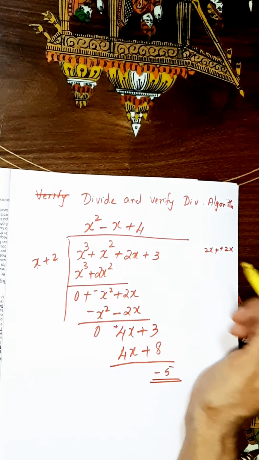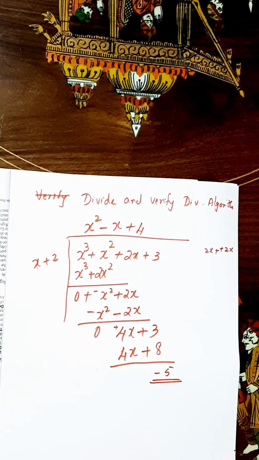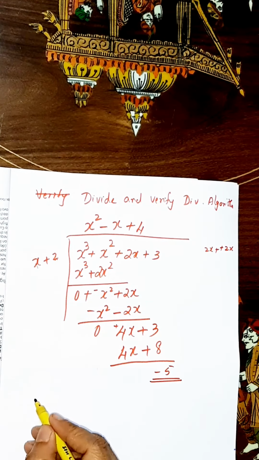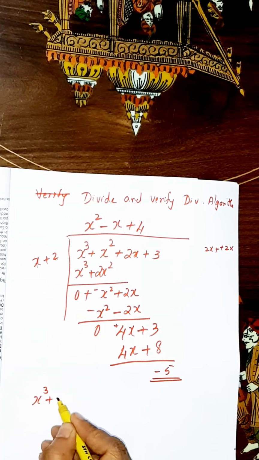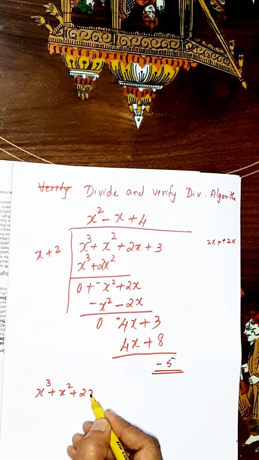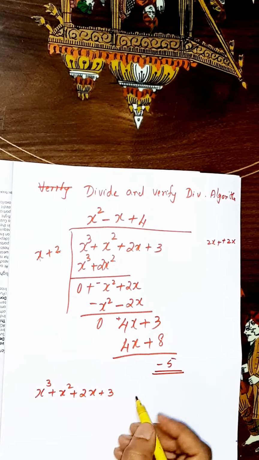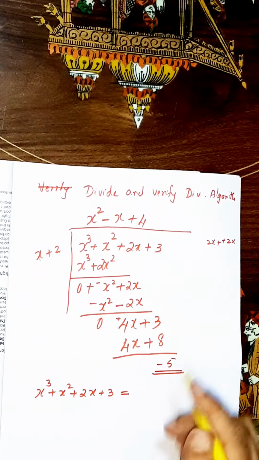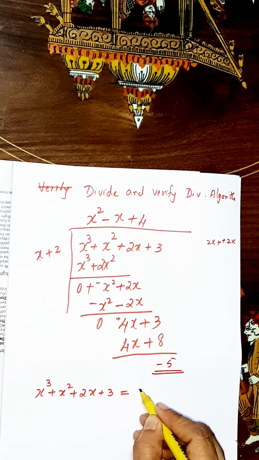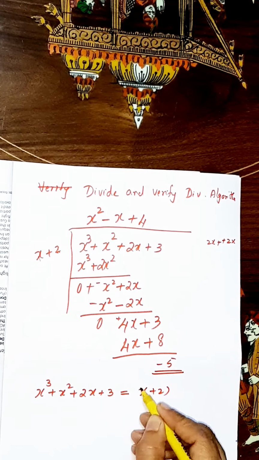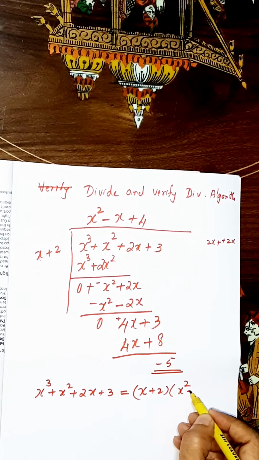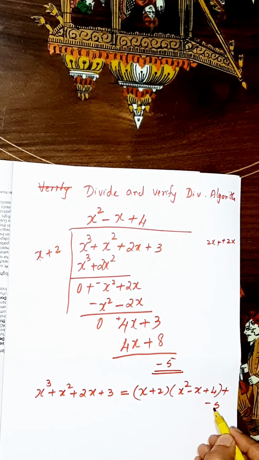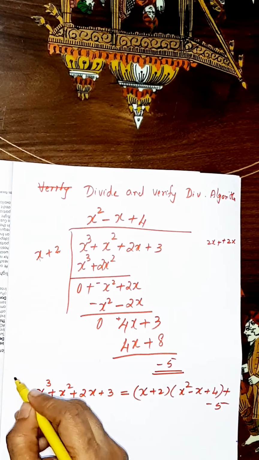Now we will verify it. For verifying, we have to verify the dividend, that is x cube plus x squared plus 2x plus 3, is equal to divisor into quotient, so (x plus 2) into (x squared minus x plus 4), plus the remainder, minus 5. You have to verify this.